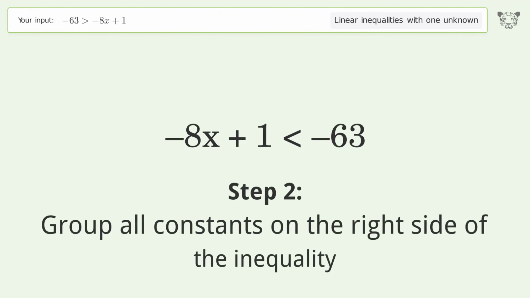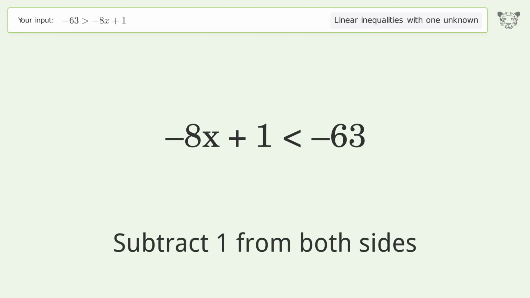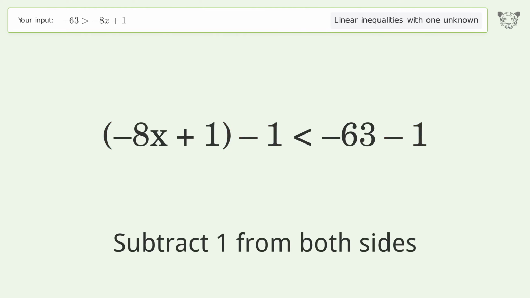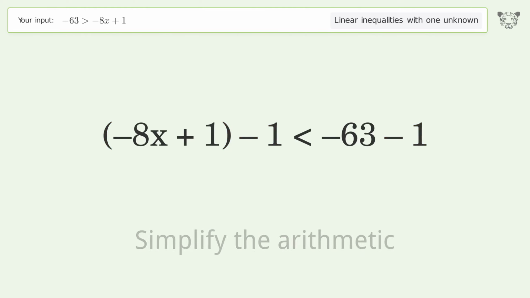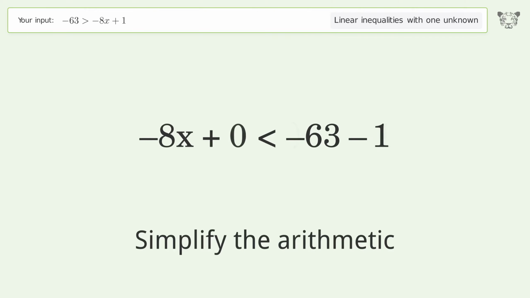Group all constants on the right side of the inequality. Subtract 1 from both sides. Simplify the arithmetic.